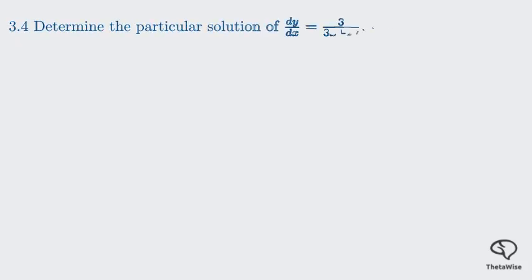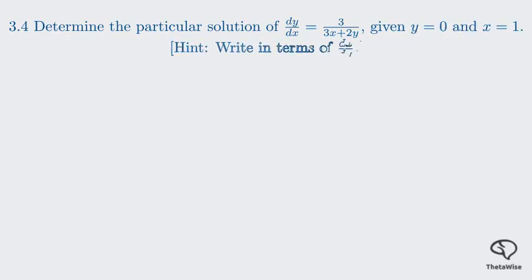Question 3.4 is a first-order equation that requires a bit of clever rearrangement, as the hint suggests. We have dy/dx equals 3 over the quantity 3x plus 2y. The hint tells us to write it in terms of dx/dy. The initial condition is y equals 0 when x equals 1. The reason for the hint is that if we try to solve for y, we get a non-linear equation that's difficult to handle. But if we solve for x, the equation becomes linear.